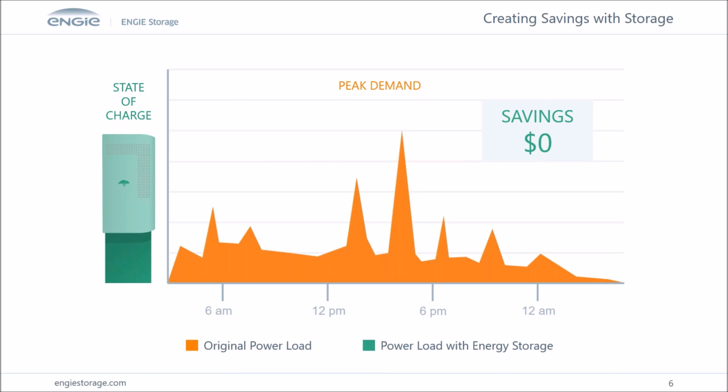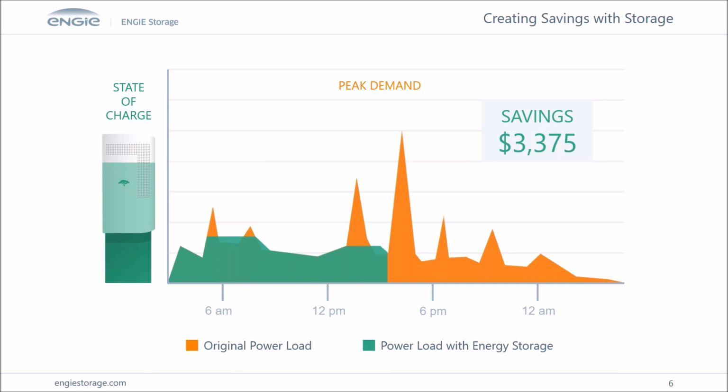So in this particular case, you can see in the middle of the day, there's a big spike that is costing this customer thousands of dollars. And at the beginning of the day, as they start consuming, we're using some of the energy in the batteries to flatten out that load. So what the utility sees is no longer the orange level, but is now this new green line.